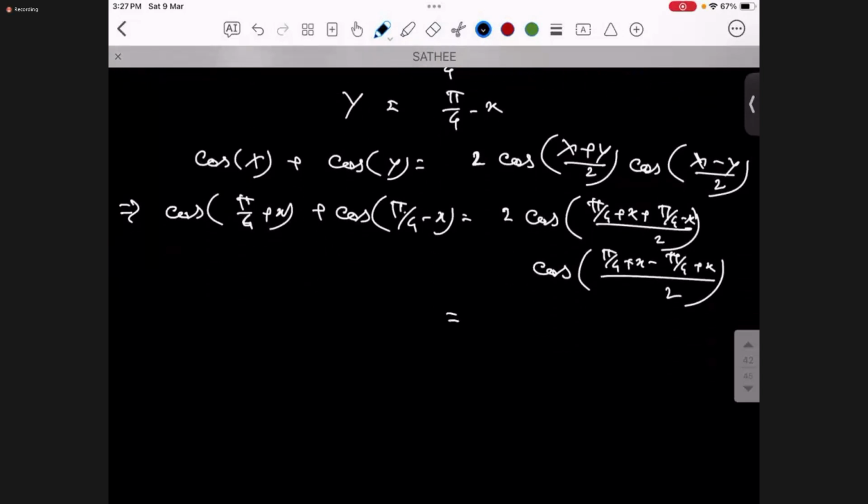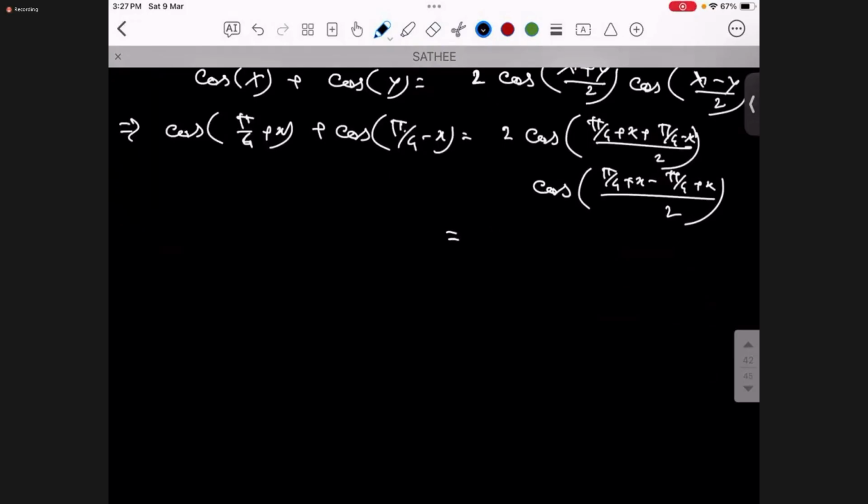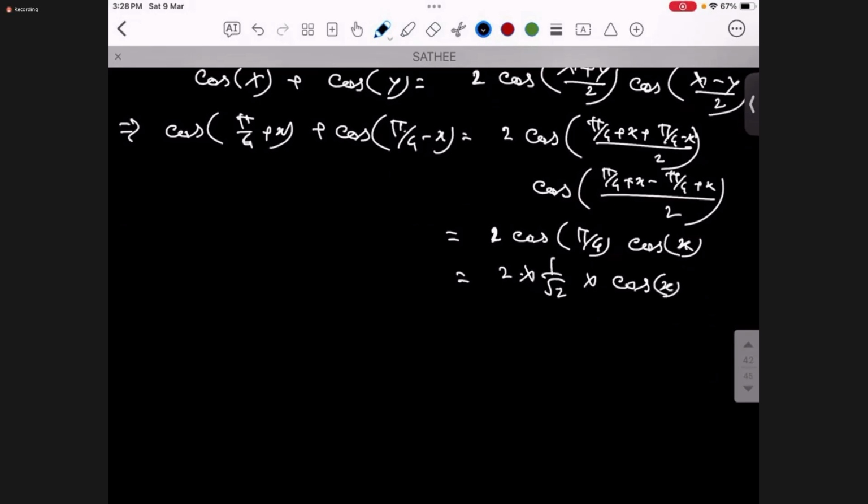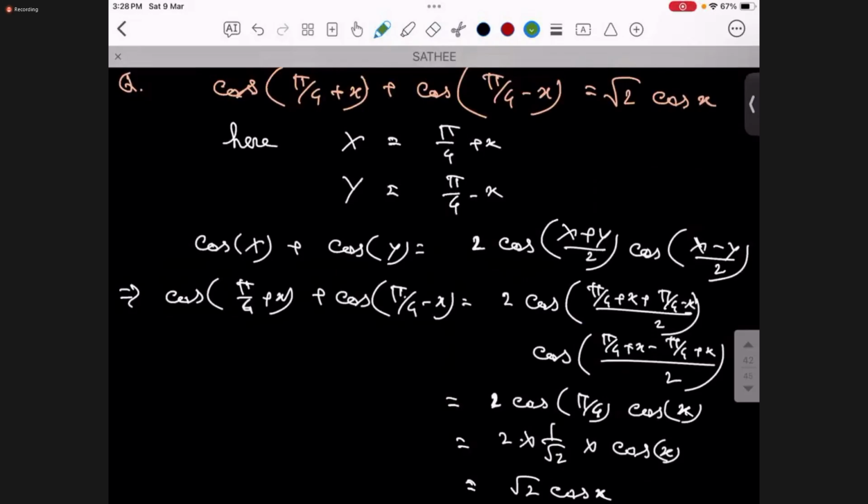So what will we get from the right hand side? 2 into cos pi by 4 into cos x. Now what is the value of cos pi by 4? That will give us 1 by root 2 and cos x will remain the same. So we will obtain root 2 cos x. Thus we have done the proof.